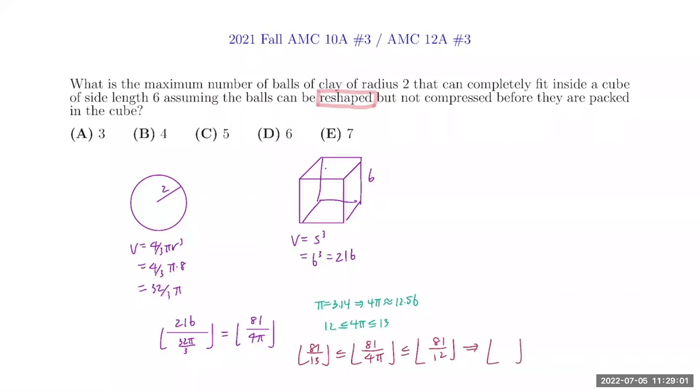81 over 13, the floor of that is going to be 6, which is the largest integer that is still less than this fraction. And this is still less than or equal to 81 over 4 pi. And likewise, the floor of 81 over 12 is also 6. So this makes things very convenient for us, because we are able to realize that the floor of 81 over 4 pi is also equal to 6, which means exactly 6 whole clay balls can fit into this cube when they're reshaped, which leaves us at answer choice D.